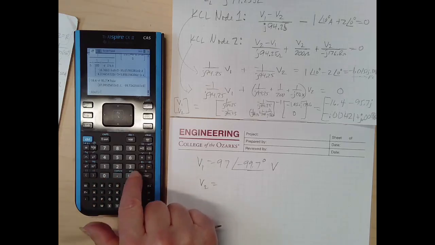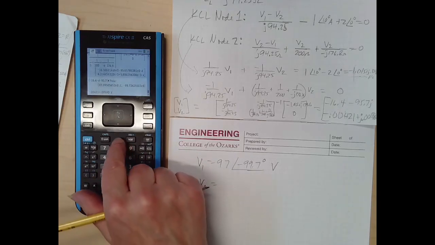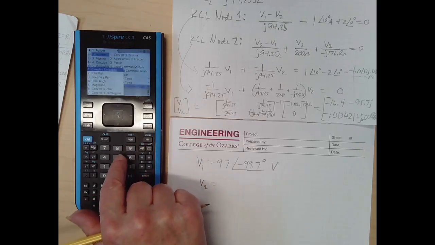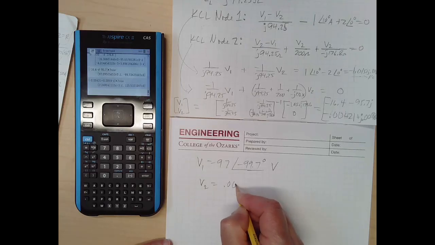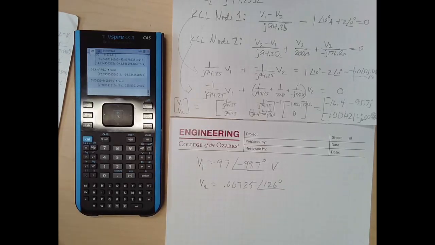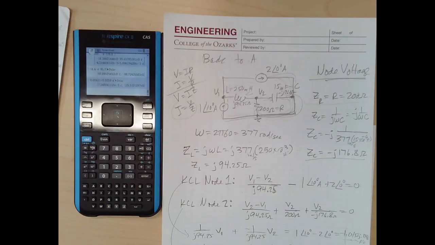negative 0.00421 plus 0.00590 times j, put that in parentheses, go to number, complex, polar, enter. 0.00725, angle of 126 degrees. Volts. So kind of strange numbers where the voltages are very different from each other, which is not what I had when I did the example problem the first time, unless I read my calculator wrong. But I don't see the errors, so we'll go with it.